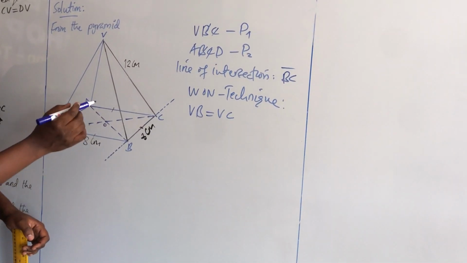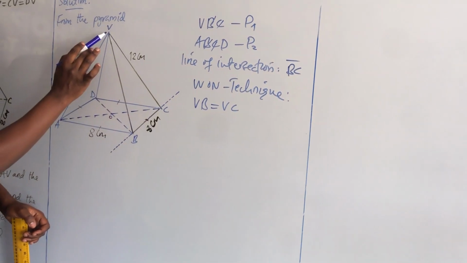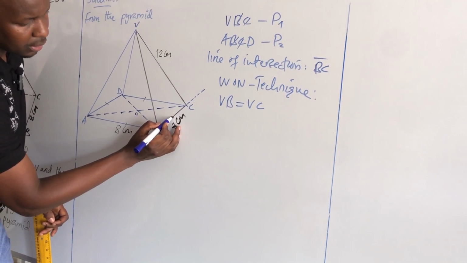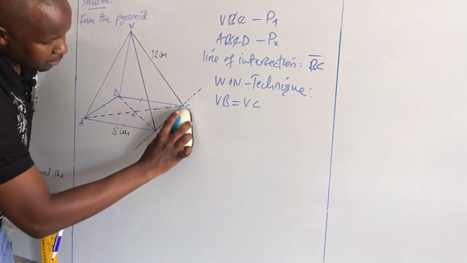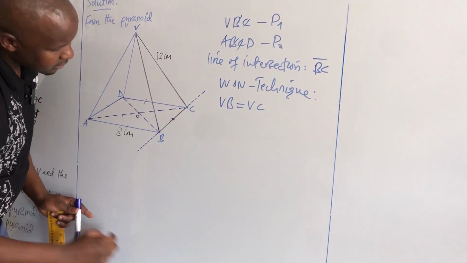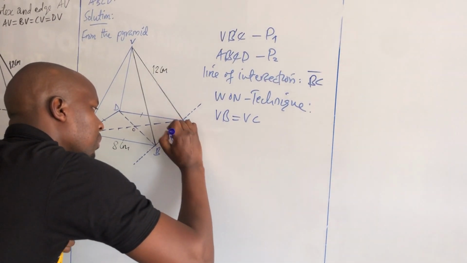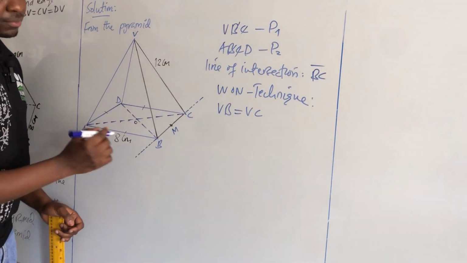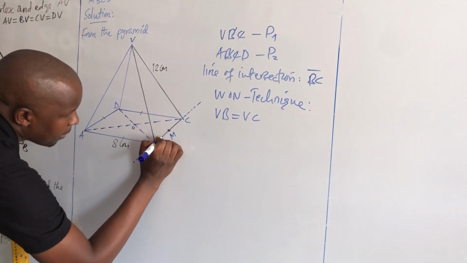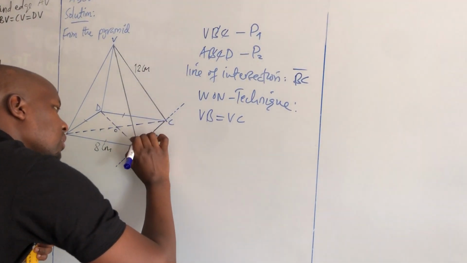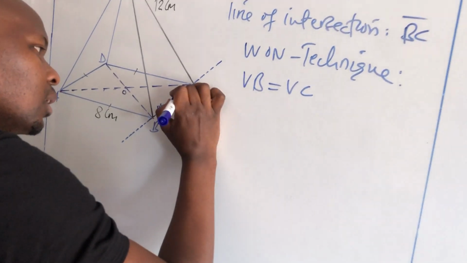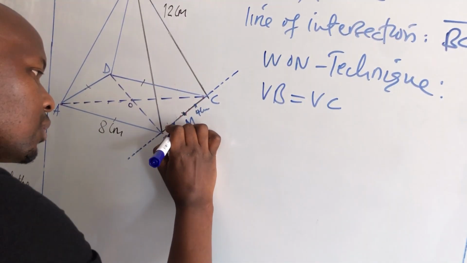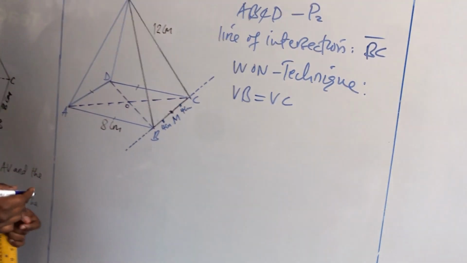So the point that will be very near to V is the midst of B and C, the midpoint. Maybe we can place it here. So the midpoint of the line segment BC, maybe we just put M here. This one will be the nearest to V, as the technique needs. Because BC was 8, here will be 4 centimeters, and here will also be 4 centimeters in length. That makes a total of 8.